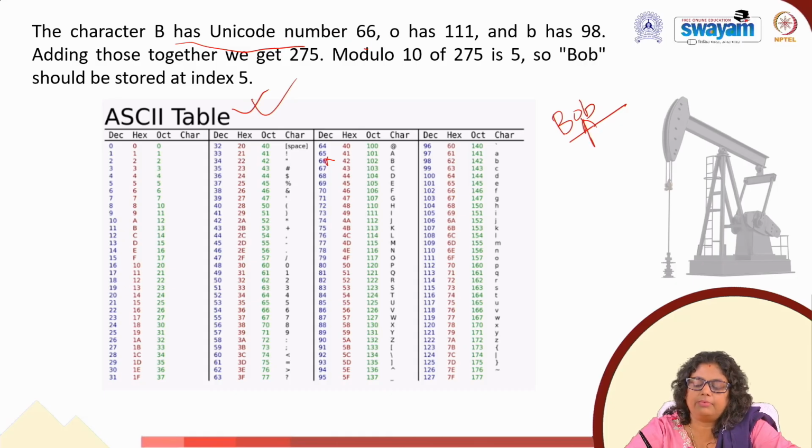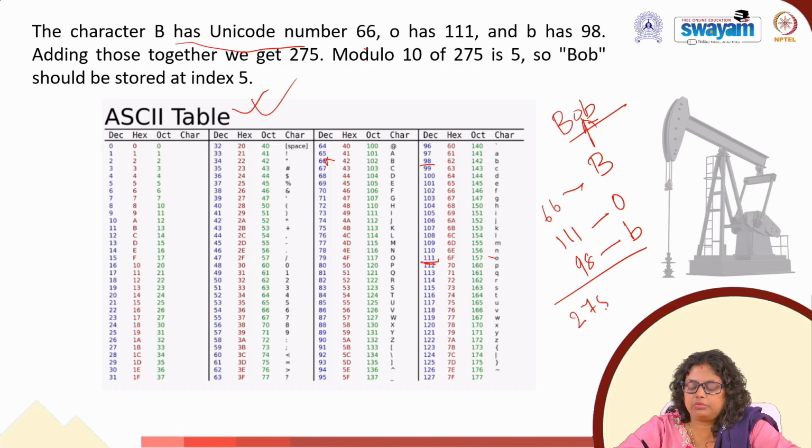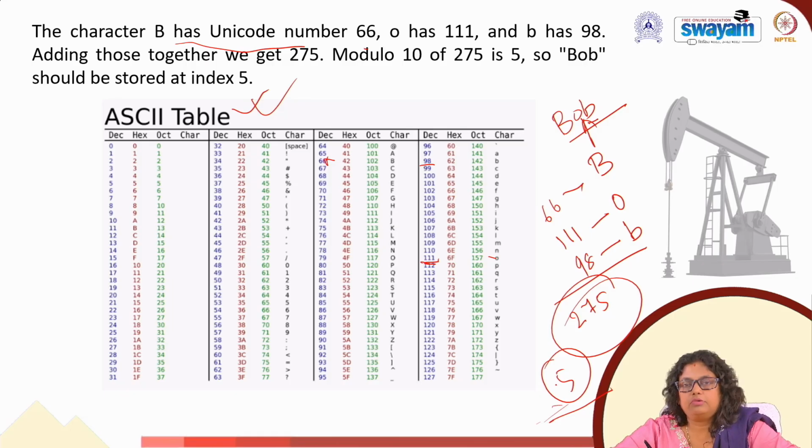Then the second letter I have is o, that is small. I find it is 111. Then the last one I have is b, that is small, so it is 98. So the values are 66, 111, and then 98, corresponding to B, o, and b. Now they get added all together, and we have 275. If I take modulus of 10 on 275, it gives me remainder 5. So Bob will be stored at the fifth position.